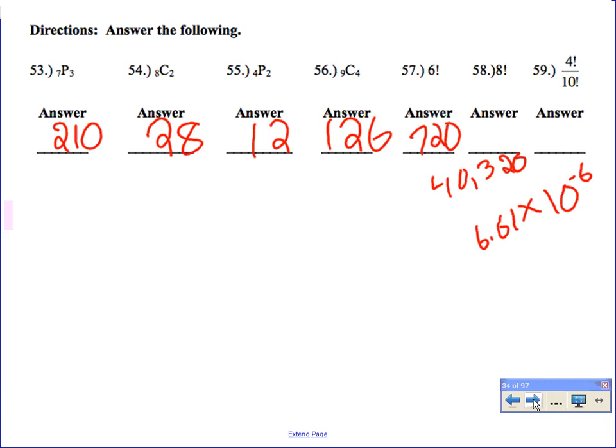53 through 59, I'm going to go through these quickly. 53 is 210. 54 is 28. 55 is 12. 56 is 126. 57 is 720. 58 is 40,320. 59 was scientific notation. You saw an E on your calculator, so it should be 6.61 times 10 to the negative 6th power.